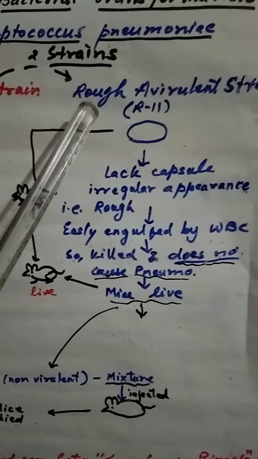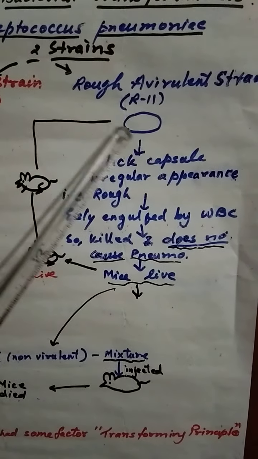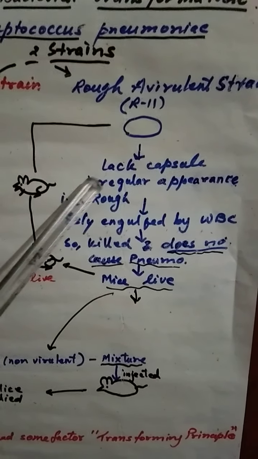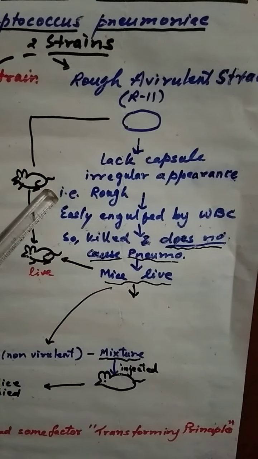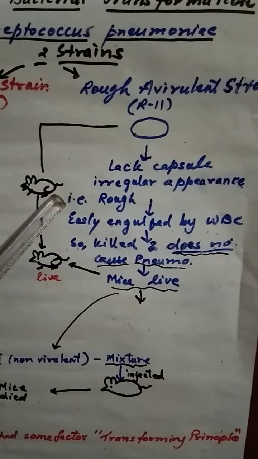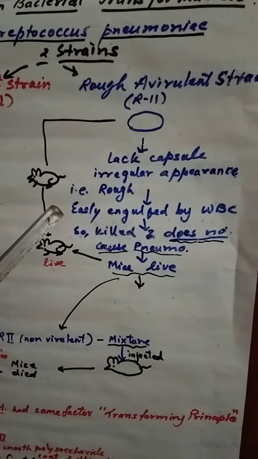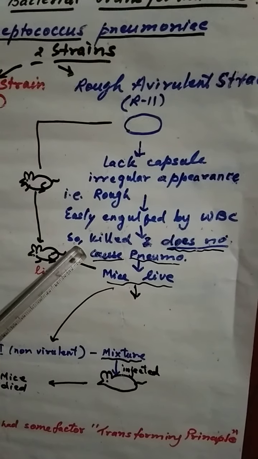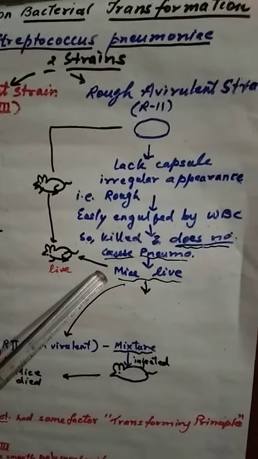Let us see rough avirulent. What is the structure of this? This lacks a capsule, so it is irregular in appearance. That is, it looks rough, so it is known as rough. It can be easily engulfed by WBC, so it can be killed, and so it will not cause pneumonia. So the mice will remain alive.